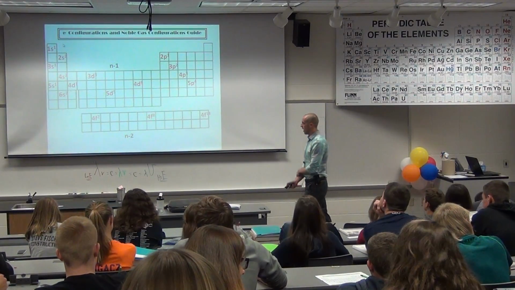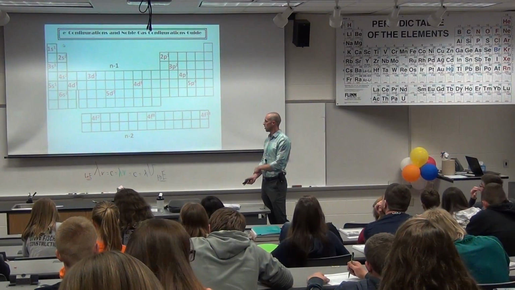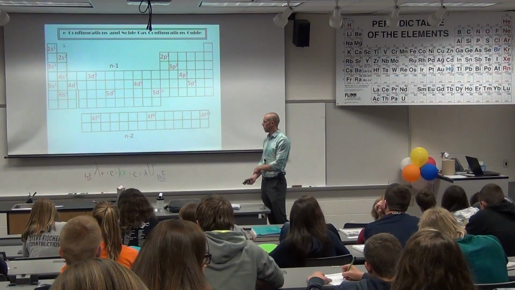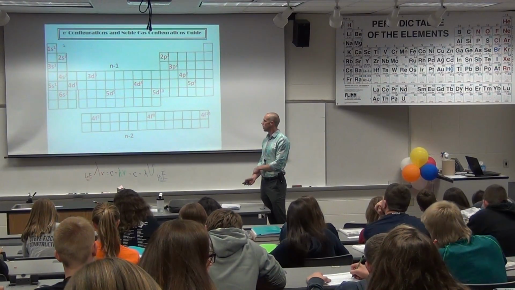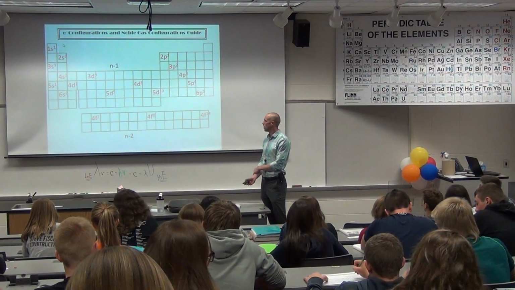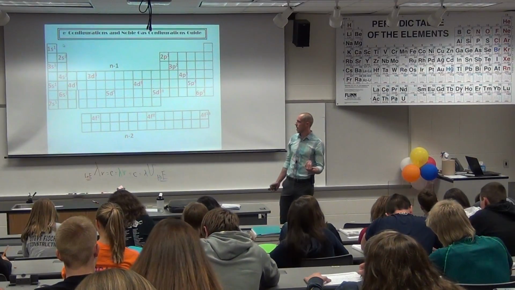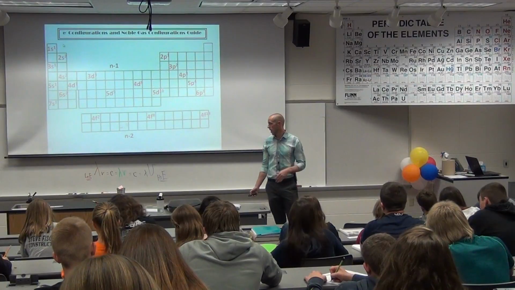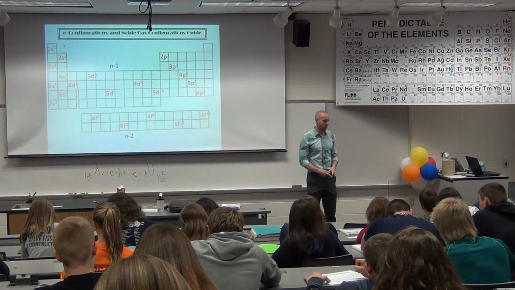And we have 5d5, 5d10, 6p5, and then we'll go down to 7s. After 7s, it's n minus 2 for our f's, so we have 5f5 and 5f11 that we're going to fill in.